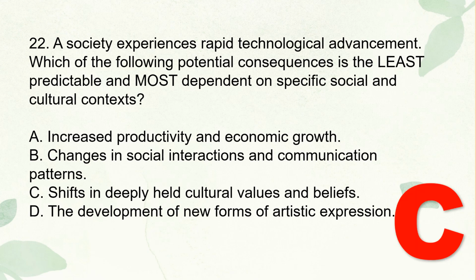Okay, the best answer is letter C. While technology can influence values and beliefs, the extent and direction of those shifts are highly variable and depend on the specific cultural context. Some societies might readily embrace technological changes that challenge traditional values, while others might resist them strongly. So this makes it the least predictable outcome. The letter C is the best answer.